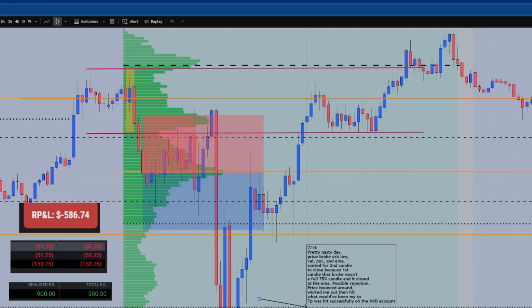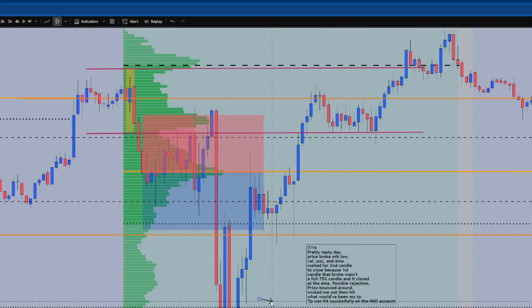But as you can see, the last part, TP was hit successfully on the NKD account. I do have one separate account where I'm trading the Japan 225, I believe it's called, Nikkei. And yeah, I had to take profit on that account there. So that was good. I'm not sure on this day if fundamentals were playing a part. You have to assume so with this candle right here. Then the crazy retracement, then tank again, and then it ended up being bullish for the day. But yeah, that was an unfortunate day.